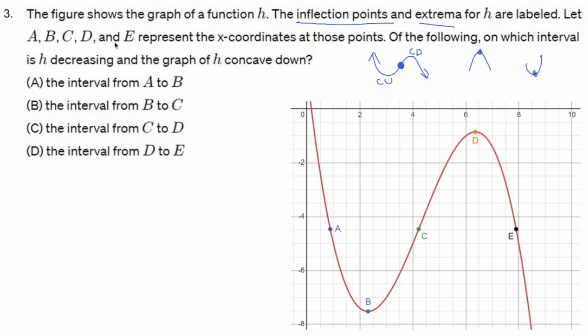Let A, B, C, D, E represent the x coordinates at those points. Got it. Of the following, on which interval is h decreasing and the graph of h concave down?